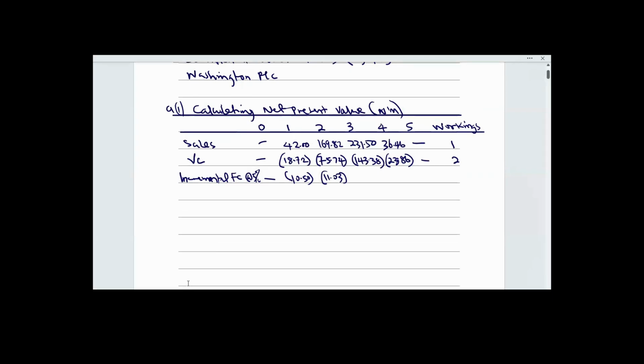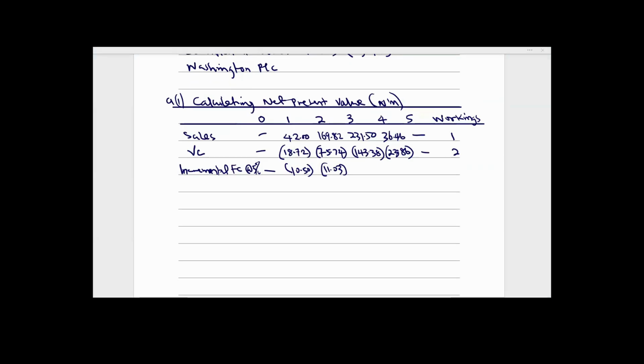What I have in my calculator, then multiply by 1.05. This will give 11.58. I'll go to year 4. Whatever I have in my calculator, multiply by 1.05 equals 12.16. Here is 12.16. With this, I have inflated my fixed cost.